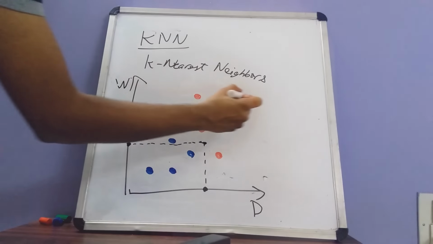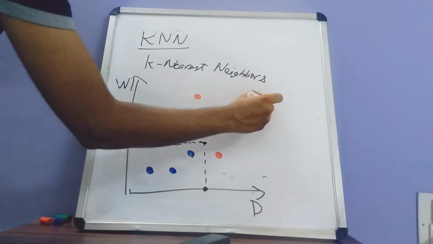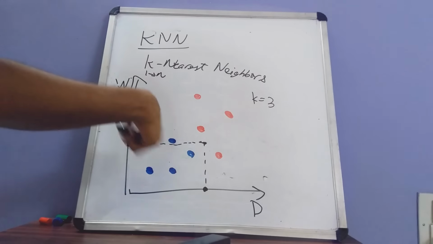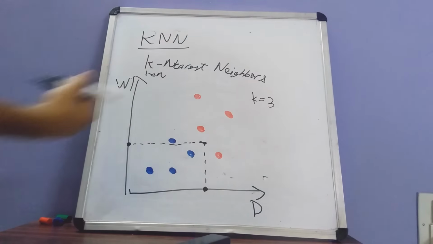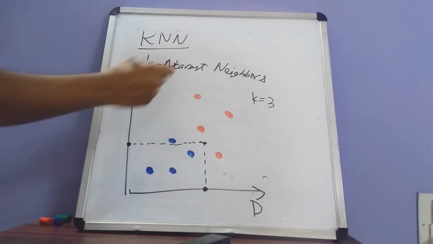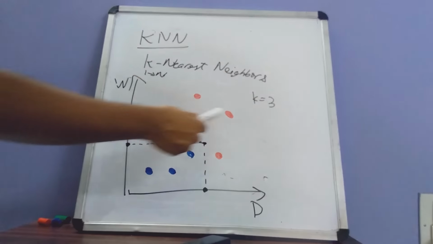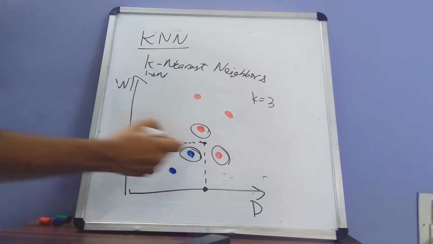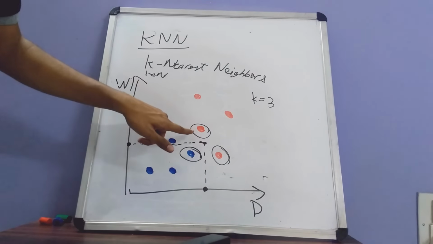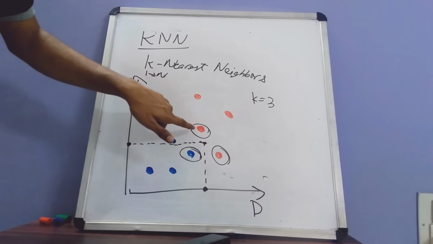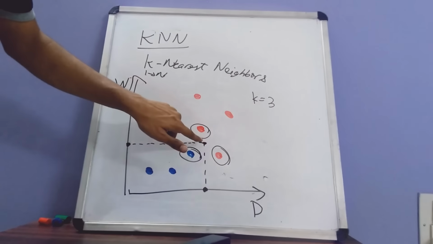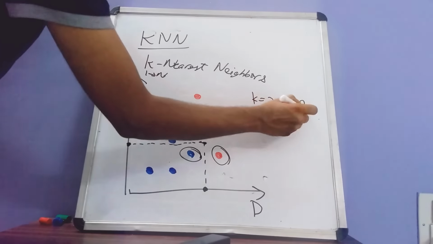Now let's take K to be equal to 3. K can take any value from 1 to n, where n is the number of data sets in the input data set. So when K is equal to 3, let's look at its three nearest neighbors. They will be this, this and this. As you can see, the majority of the neighbors closest to this point are malignant tumors. 2 out of the 3 are malignant tumors. Hence, we will assume that this tumor is also malignant.